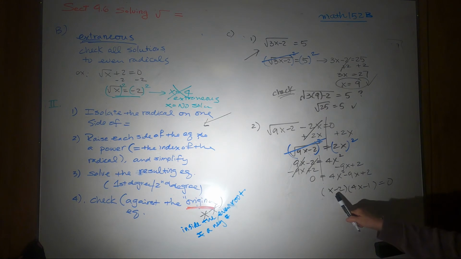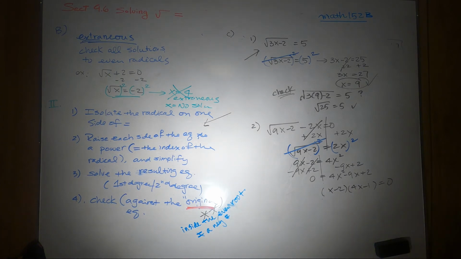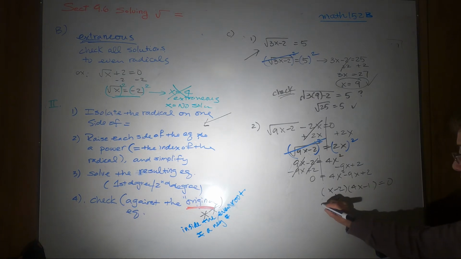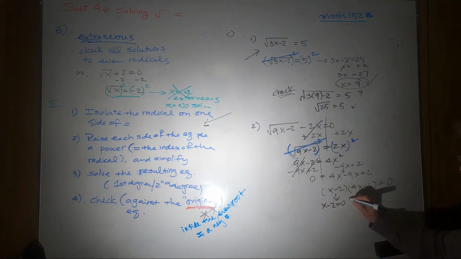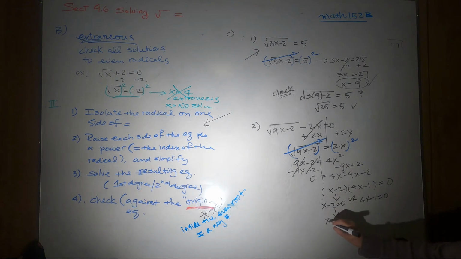Okay? So 4x squared, negative 2 times negative 1 is 2. The middle terms here will be negative 8x and negative 1x, added together is negative 9x. Right? So we break down to smaller units, and each unit can be what? A 0. So for this one, x is 2, or you solve this linear equation, x is 1/4.